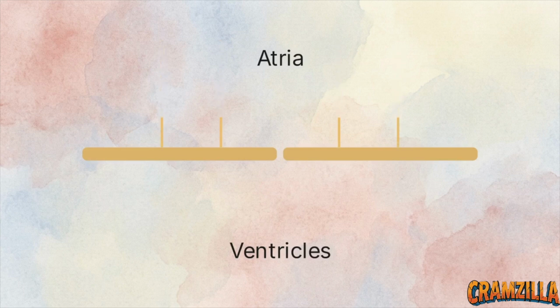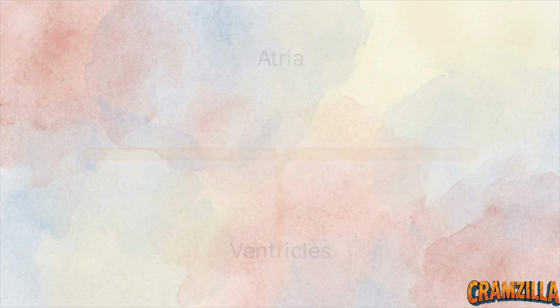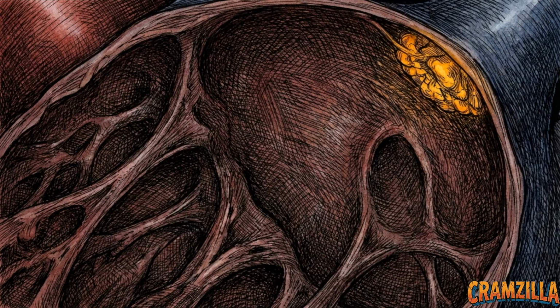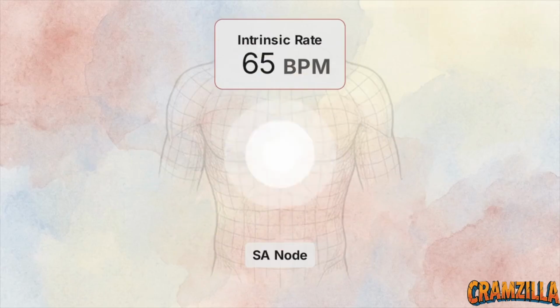It is a total electrical insulator. It completely blocks electrical impulses from crossing randomly between the upper and lower chambers. By physically blocking stray currents, the fibrous skeleton forces all depolarizing signals to travel through a single, highly regulated physiological bottleneck, preventing chaotic arrhythmias. The electrical impulse begins high in the right atrium at the sinoatrial or SA node. This intrinsic pacemaker generates a spontaneous rhythm of 60 to 100 beats per minute, driven by the continuous influx of sodium and calcium through funny channels.